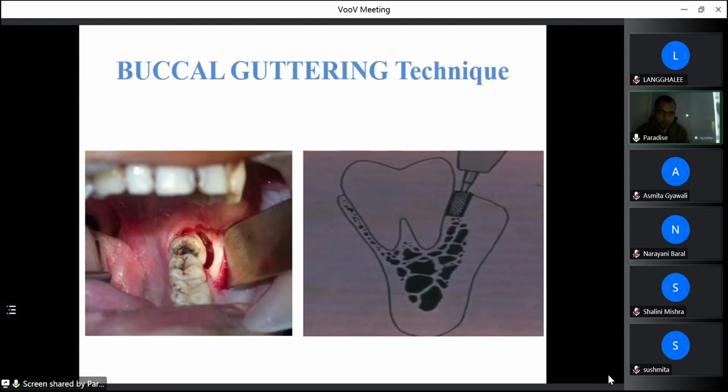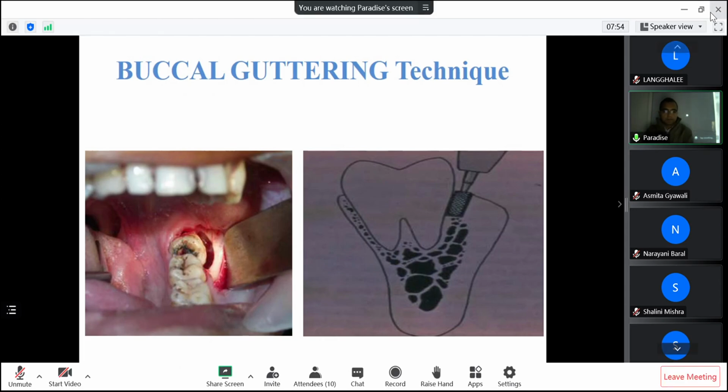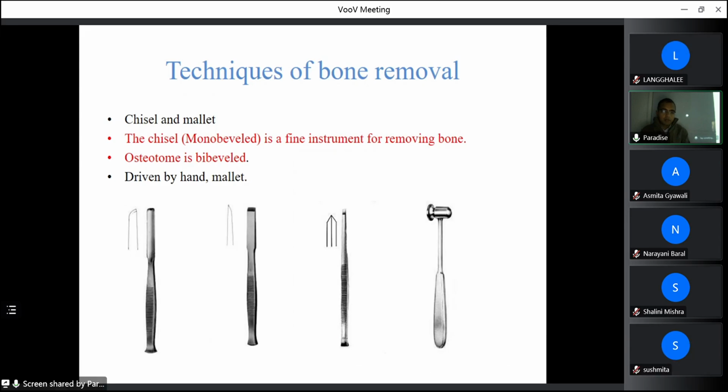Regarding the buccal guttering technique, whenever you are removing an impacted tooth, whether it is mesioangular, distoangular or vertical, that doesn't matter. You have to do the buccal guttering first. After doing the buccal guttering, then you have to section the tooth. For bone removal, you can use a chisel and mallet, or you can use the burr. The chisel is monobeveled, a fine instrument for removing bone, and the difference between osteotome and chisel is that the osteotome is bibeveled, and it is driven by a hand mallet.